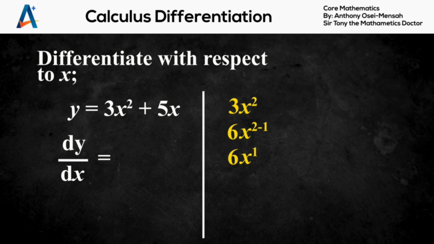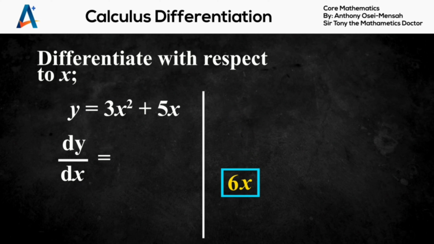And in mathematics, if the exponent of a variable or an unknown is 1, it means that there is no exponent. We are going to get 6x. So it is this 6x that we are going to write here. So it will become 6x.